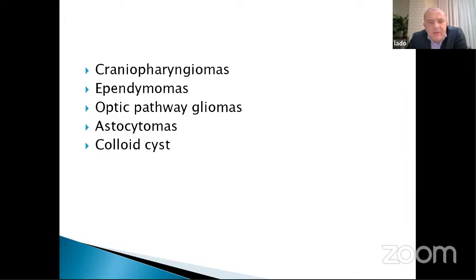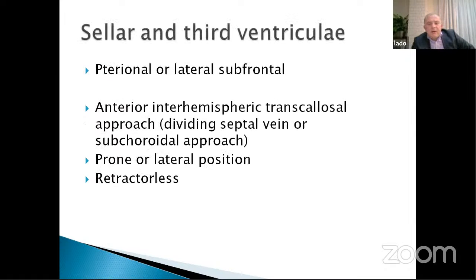What we have are craniopharyngiomas, which are localized in the skull base or in the third ventricle and spreading in the basal cisterns; ependymomas, which are localized in most cases in the third ventricle; optic pathway gliomas, astrocytomas, and colloid cysts. The choice of approach is based on the Yasargil classification.